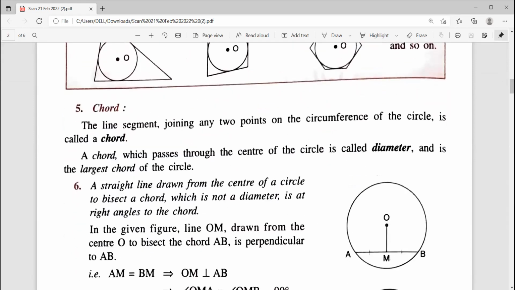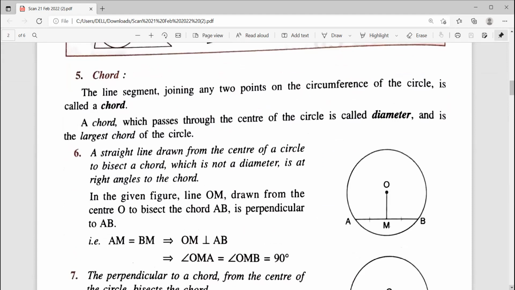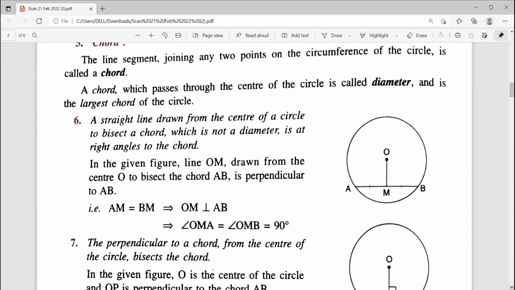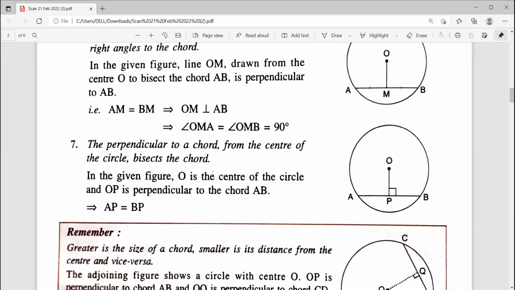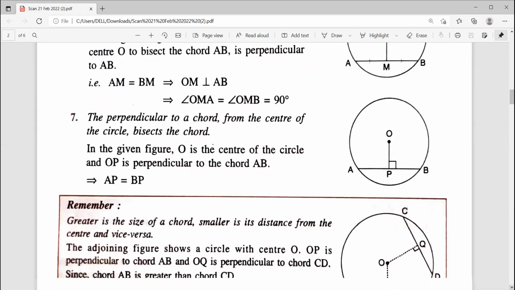Then I taught you about the chord. Chord we have already done. The diameter is the longest chord. And then we learned that when you join the center of the circle to the midpoint of a chord, this line segment, which is bisecting the chord, is always perpendicular to the chord. Further, the converse of that is, if I draw from the center of a circle a perpendicular on any chord, then that segment will divide the chord into 2 equal parts, that is, it will bisect.